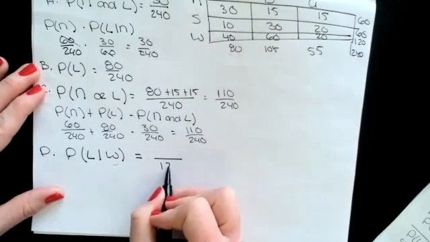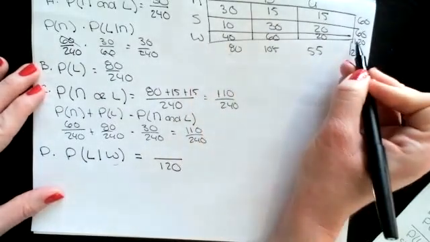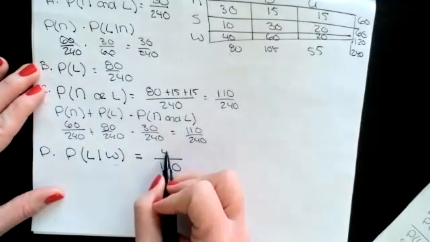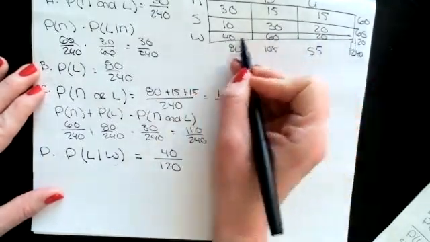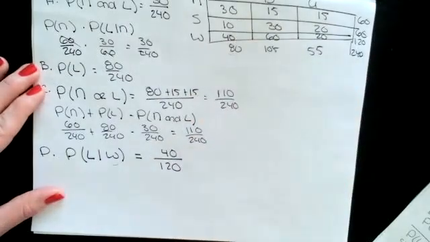So out of the 120, out of just the West, what's the probability that they like? It's 40. You see that? So I would just shade that one in and just outline this whole thing. So out of the 120, 40.